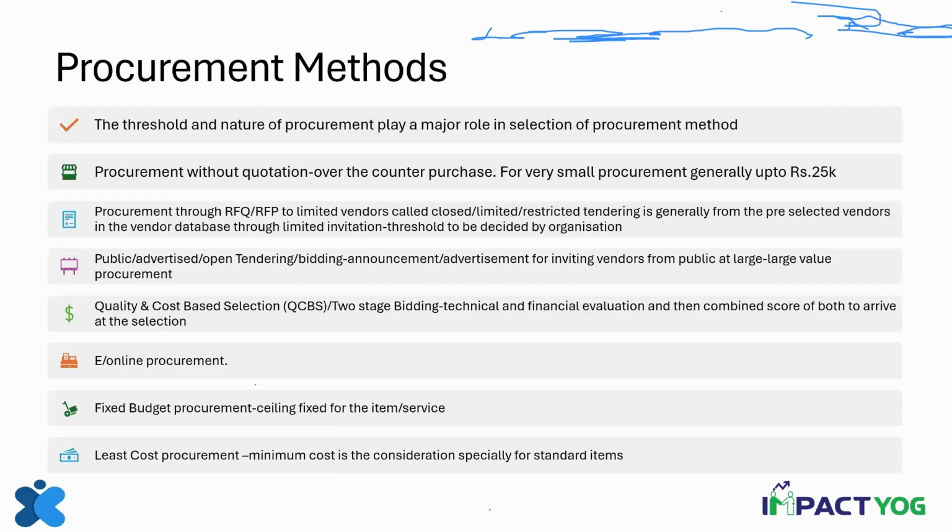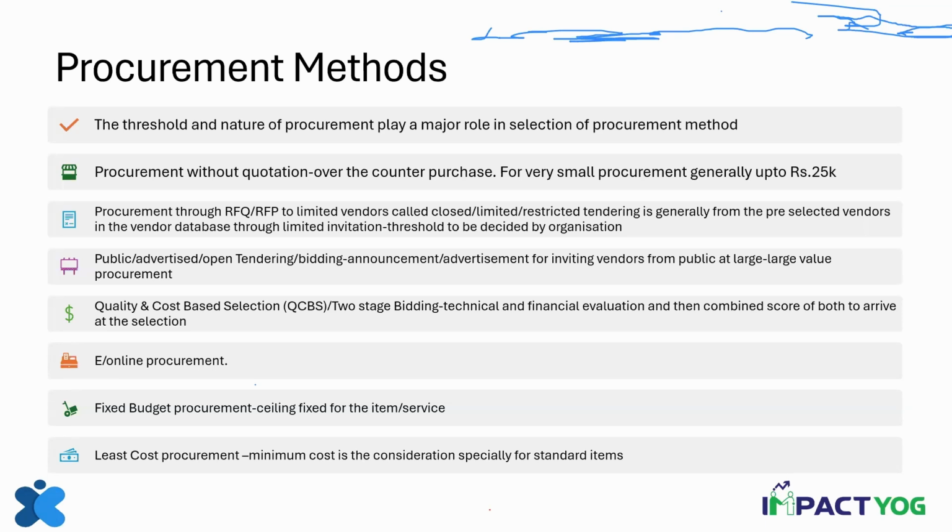So we have seen the procurement steps or the procurement cycle. Now we have to see, for different kinds of products with different thresholds or different complexities, what is the method that we have to use. It is not necessary that you have all the procurement methods in your procurement policy, but as you grow and your operations become complex, they can be included. The threshold in procurement plays a major role in how the selection process will be done.